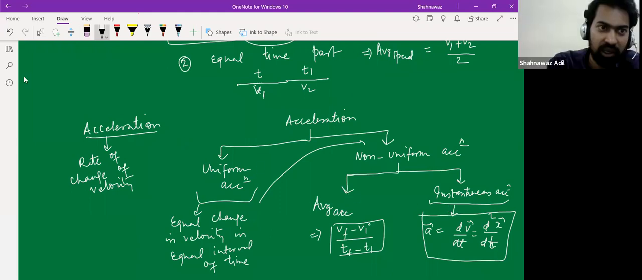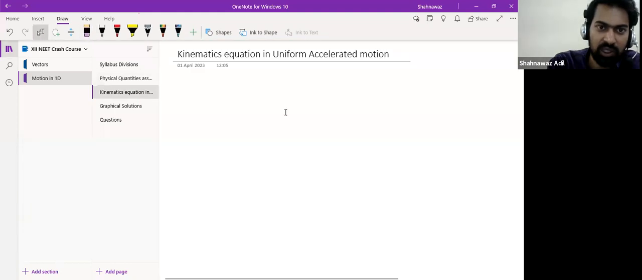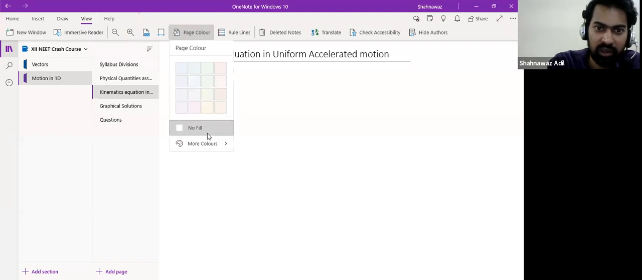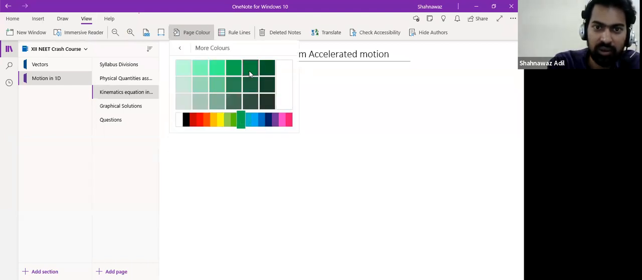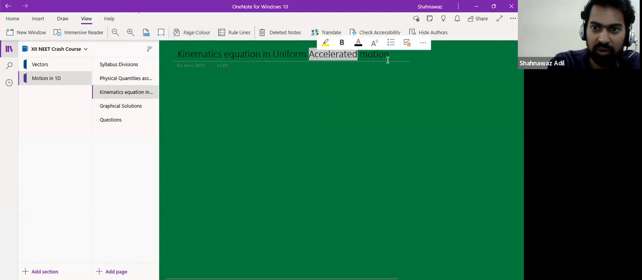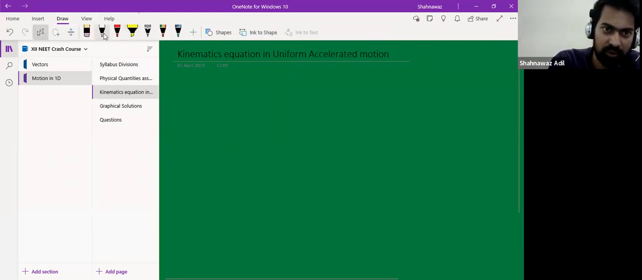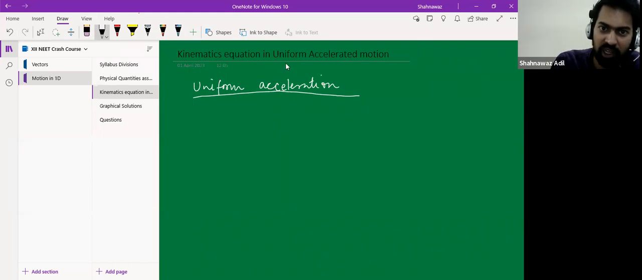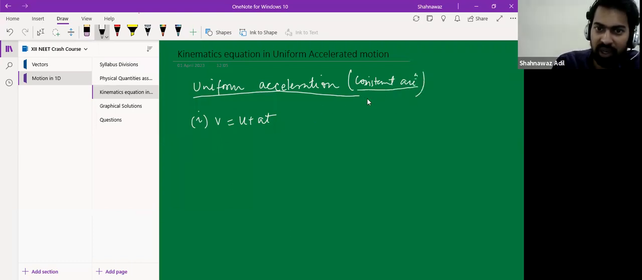Okay. So let's move on to the kinematics equations, and then we will do the questions. Let's skip that. So when you have a uniform acceleration, then you have four kinematics equations. Okay, one is V is u plus at, right? And all these are equations for the uniform acceleration, for the constant acceleration. These equations are only valid for constant acceleration.